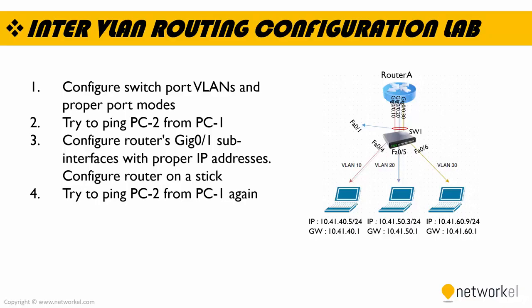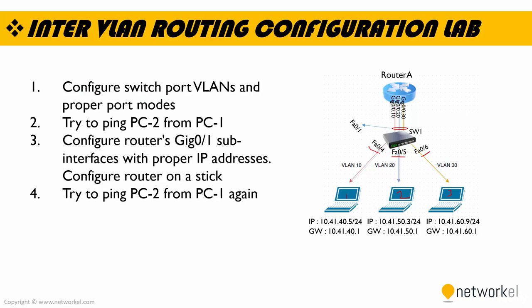In our next practice lab, we'll take a look at the inter-VLAN routing configuration. We have one switch and 3 VLANs created on that switch, and Fast Ethernet 0/4, 5 and 6 are connected to PC 1, 2 and 3. Fast Ethernet 0/1 port of the switch is connected to the router's Gig 0/0 interface.